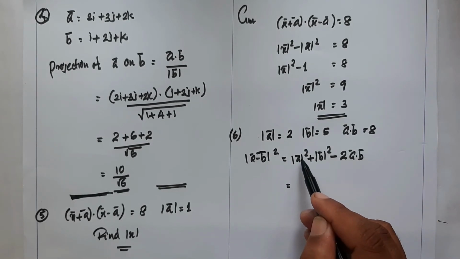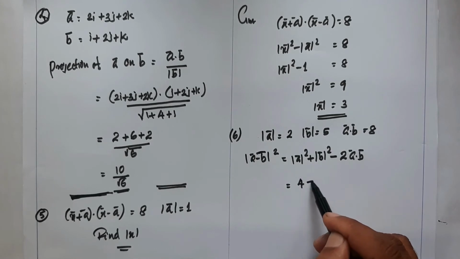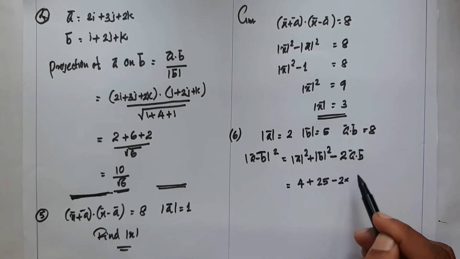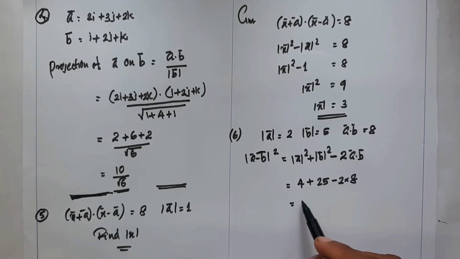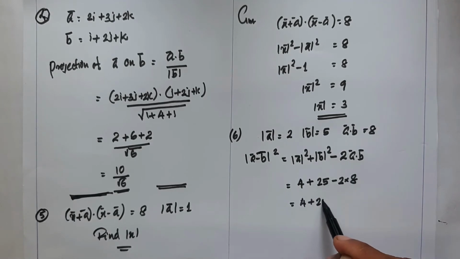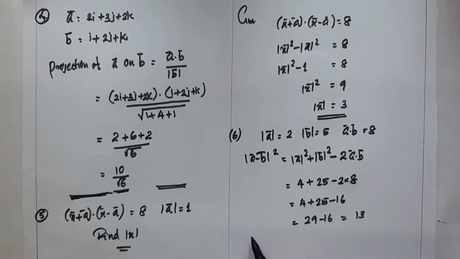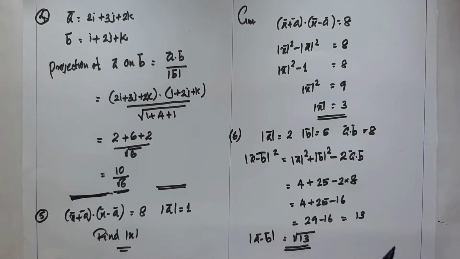That is equal to, mod A is 2, 2 square is 4. Mod B is 5, square value is 25. Minus 2 into A dot B, which is 8. That is equal to 4 plus 25 minus 16, which is 29 minus 16, equal to 13. And therefore mod A minus B is equal to root of 13.